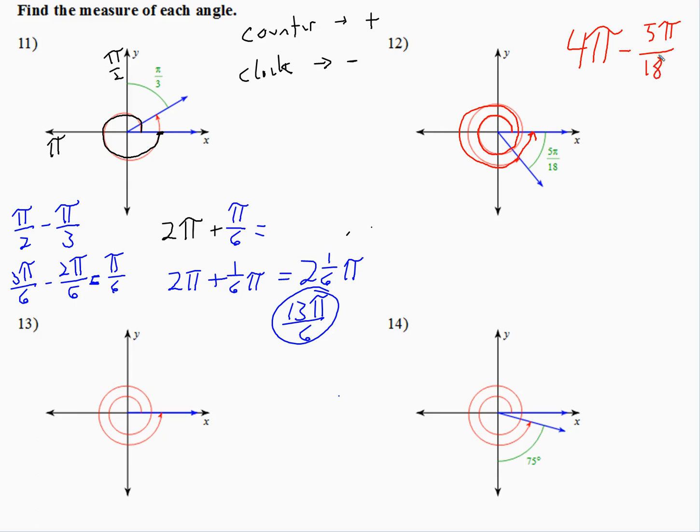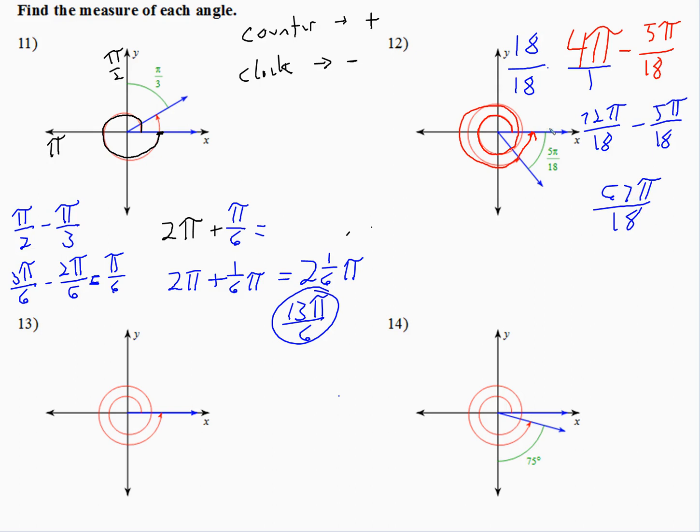Still need a common denominator, so we would multiply top and bottom by 18. And 18 times 4 is 72. So we have 72 pi over 18 minus 5 pi over 18, which gives us that 67 pi over 18. So we don't always have to add up the angles. In this case, we thought, well, we are almost at 2 rotations, so we'll subtract out that part.